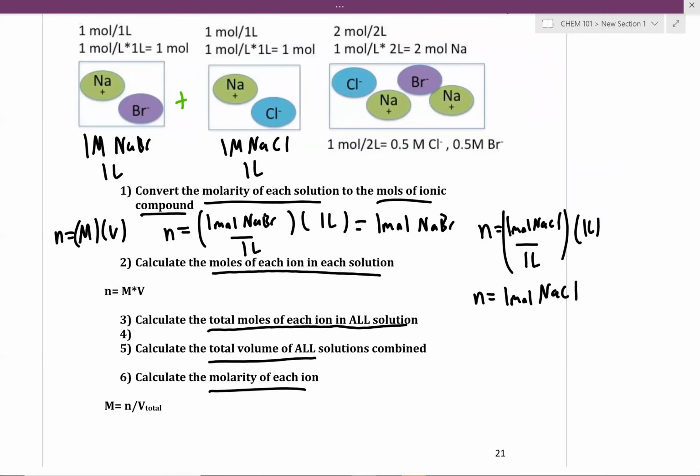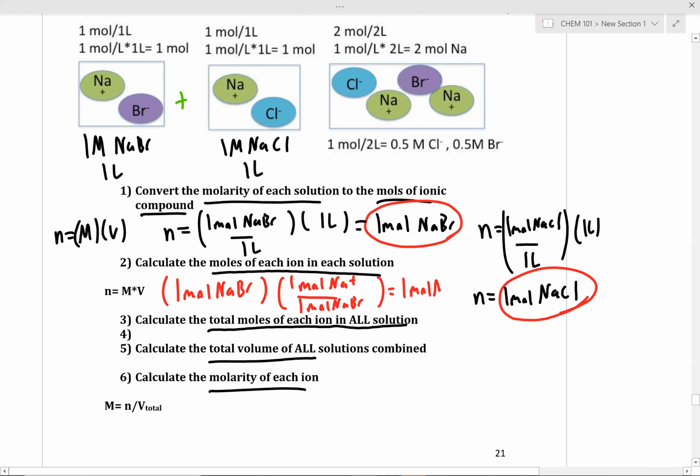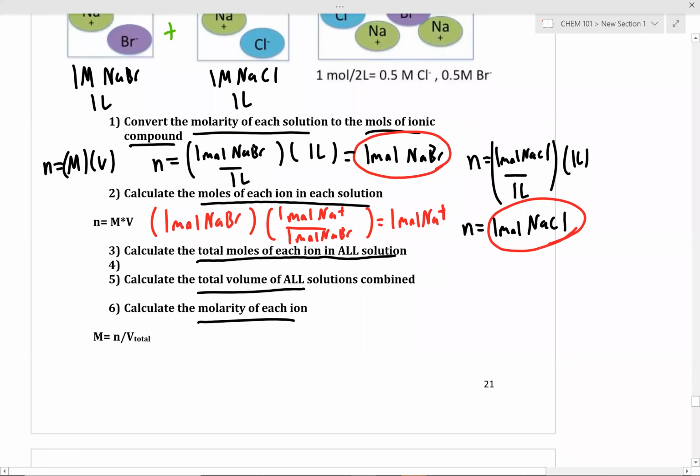So we have our sodium chloride and our sodium bromide solution. So let's do a representative calculation. If I have 1 mole of sodium bromide in my solution, how many moles of sodium plus do I have in 1 mole of sodium bromide? What's our mole to mole ratio? 1 to 1, right? So we also have 1 mole of sodium plus. Okay. So we have completed the majority of our calculations for the moles of each ion.